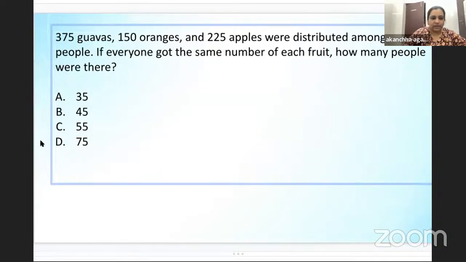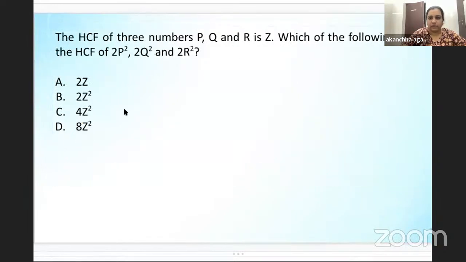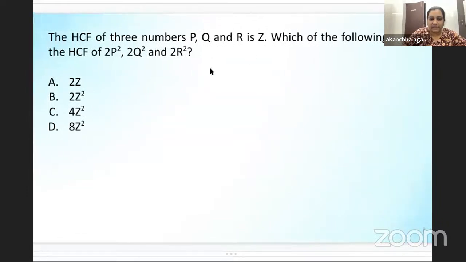Fine. Let us do the next problem, and the next problem is again a very important one. It says the HCF of three numbers. Now the three numbers are not given to you; they are given in the form of some unknown variables. So the HCF of three numbers P, Q, R is Z. Which of the following will be the HCF of 2P squared, 2Q squared, and 2R squared?